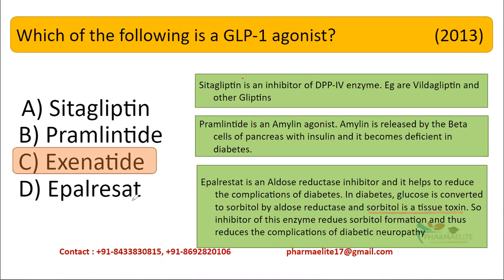So what we do is we give epalrestat, which is an aldose reductase inhibitor. It will inhibit the enzyme aldose reductase, because of which sorbitol won't be formed and there are no tissue toxins. And sorbitol is a tissue toxin, so all the complications of diabetic neuropathy will be reduced.